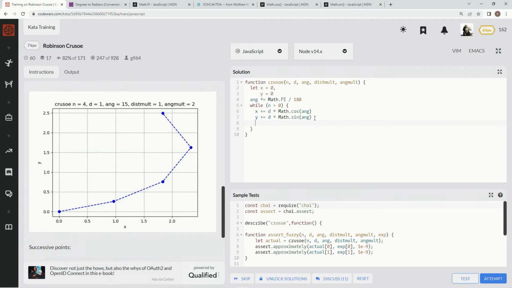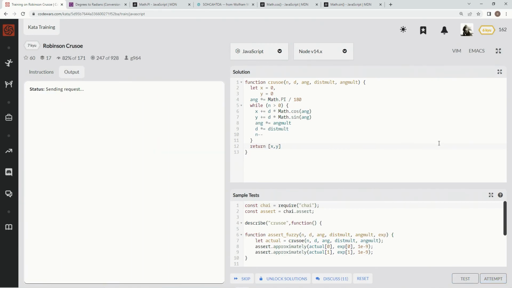Now we have to update the angle because we're multiplying it by a multiplier. We're also multiplying the distance by a multiplier. So we're going to say angle times equals ang mult. And then down here d times equals dist mult. Then we're also going to iterate to the next one in the count. It's going to go through this whole thing however many times, and it's going to end up at x, y. And that's what we want to return.